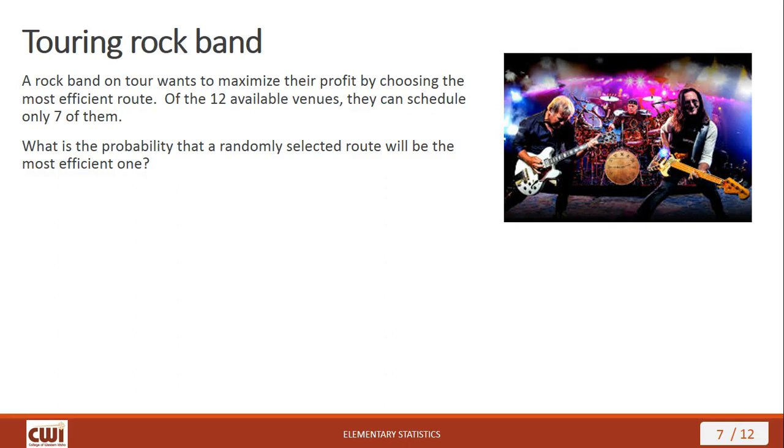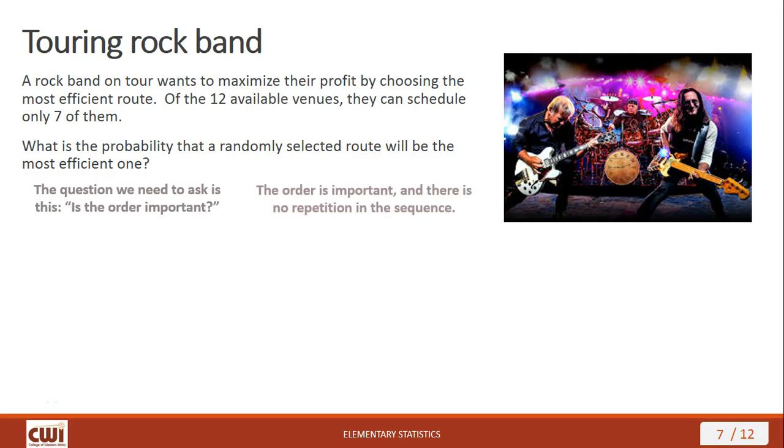Well, first we need to calculate our sample space. And here is where the permutation comes in. We ask ourselves the key question, does the order matter? Well, if we want the most efficient one, yes, the order will matter. Because if we mess up the order, so something different, then it's going to be less efficient than the most efficient one. There's only one most efficient order, and so that's the one we're looking for, and therefore the order matters. So we're going to use permutations because the order actually matters. Note there's also no repetition in the sequence. So that means the permutation equation we're going to use is this one right here.